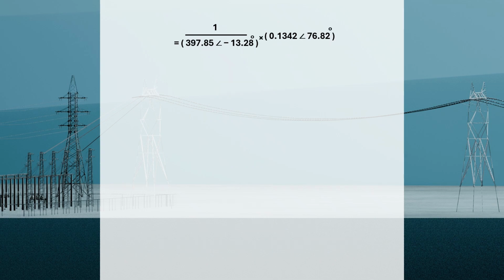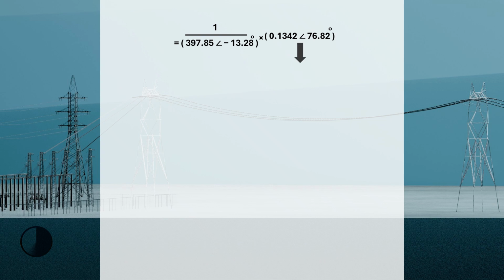Now, substituting these values into the equation, parameter C is equal to (397.85 at an angle of minus 13.28 degrees) times (0.1342 at an angle of 76.82 degrees). Now this involves two complex numbers, one representing the impedance and the other representing the hyperbolic sine term. To simplify, we calculate the reciprocal of the impedance, which is 1 over 397.85 at an angle of minus 13.28 degrees. This gives us 2.513 times 10 raised to power minus 3 at an angle of minus 13.28 degrees.